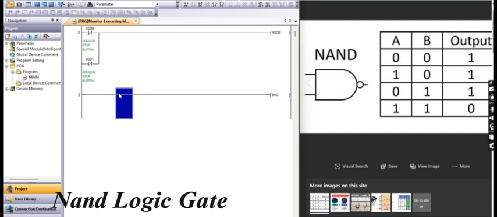Since NAND gate is the inverse of AND gate, in NAND logic gate, the output is energized if at least one of the inputs is in off state, verifying the truth table beside.